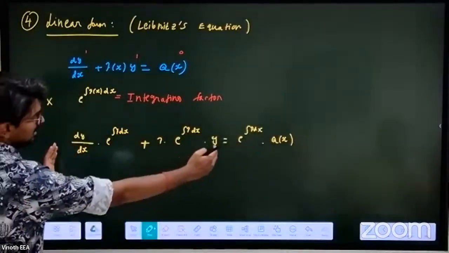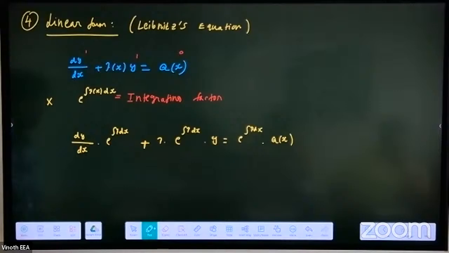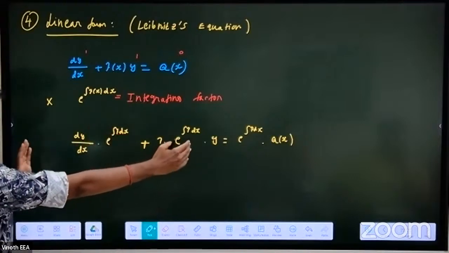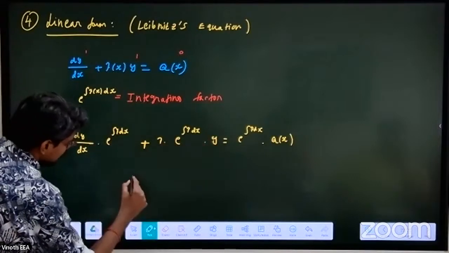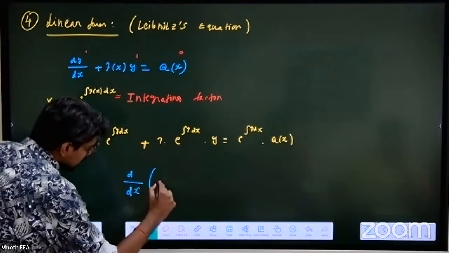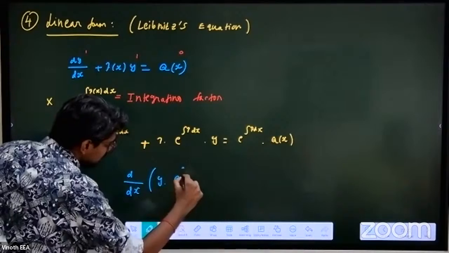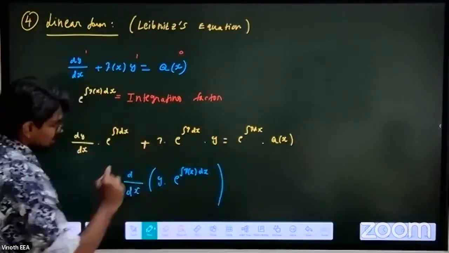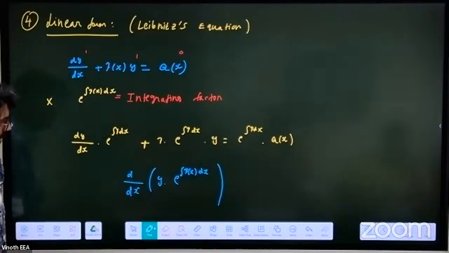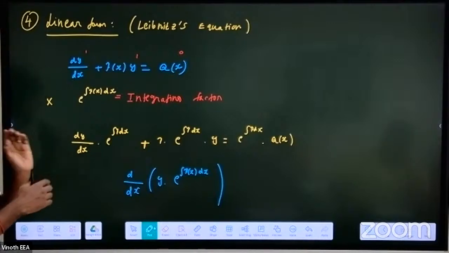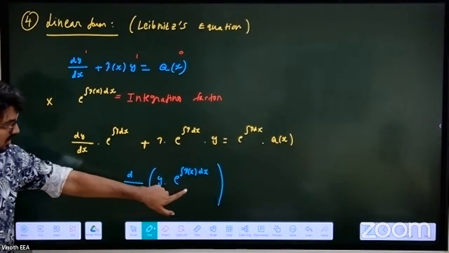And now check this entire equation. Can I write this entire left hand side as d by dx of y into e power integral of p of x dx? We are just going to do the process in reverse. Okay, so this is u and this is v.